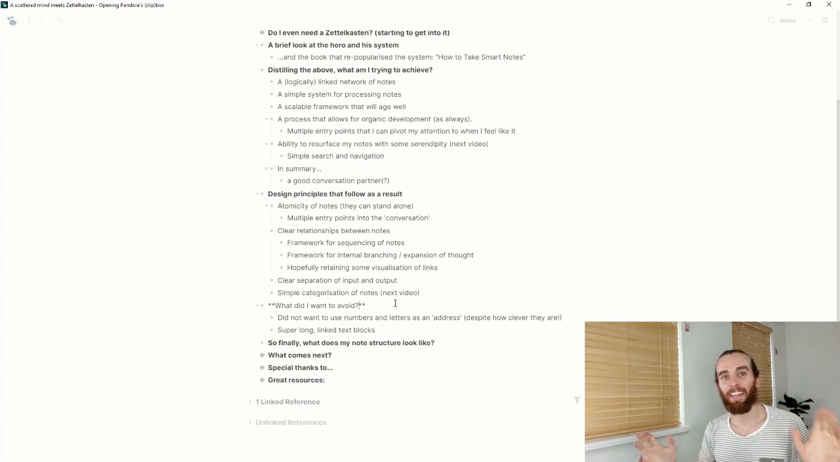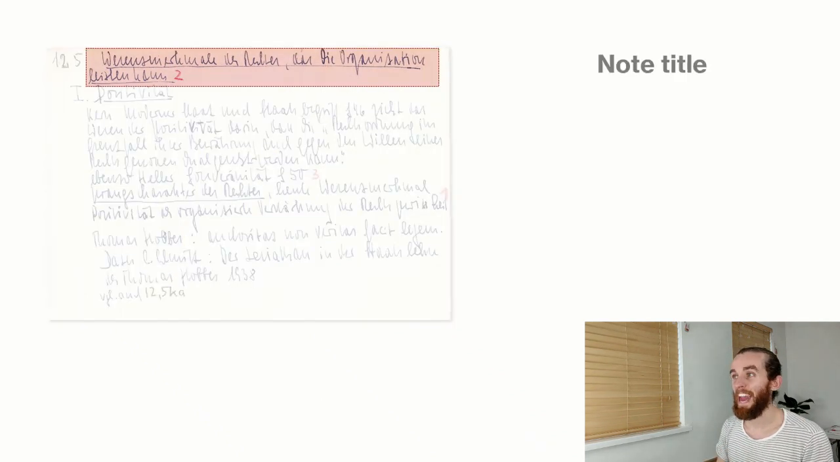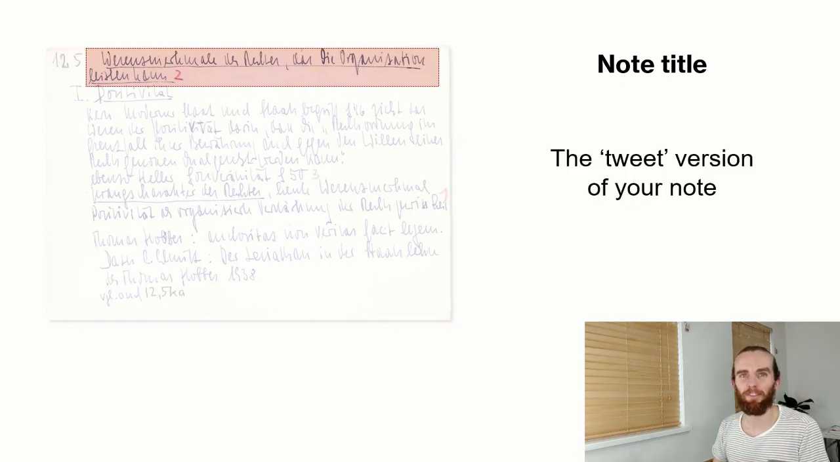So that's a lot of introduction. What does my note actually look like? I'm going to once again look at Luhmann's great example and build from there. So this would be the structure of Luhmann's note. And I'm going to break it down piece by piece. First up, he had the note's title, and that was the introduction to the note, like the short text tidbit. So I've called this the tweet version of your note, just the simplified, bare bones version of what you're trying to say.